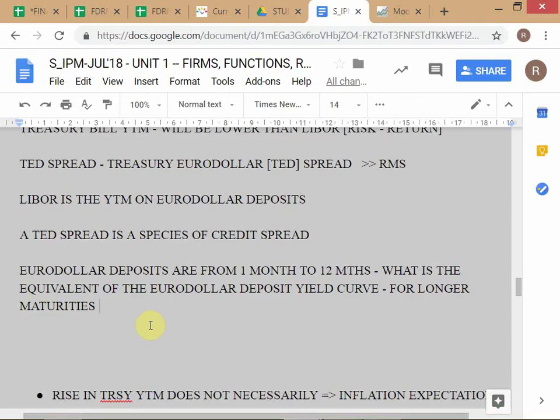So the question is, try to understand this question. Now you've understood what the euro dollar deposit yield curve is, because you have these euro dollar deposits in various currencies which are being fixed every day for different maturities. You take US dollars, you take Swiss francs, etc., which are being fixed 1 month, 2 months, 3 months. Every day they fix it at 11 a.m. in London. So now you get those LIBOR rates for 1 month to 12 months, because these are money market instruments.